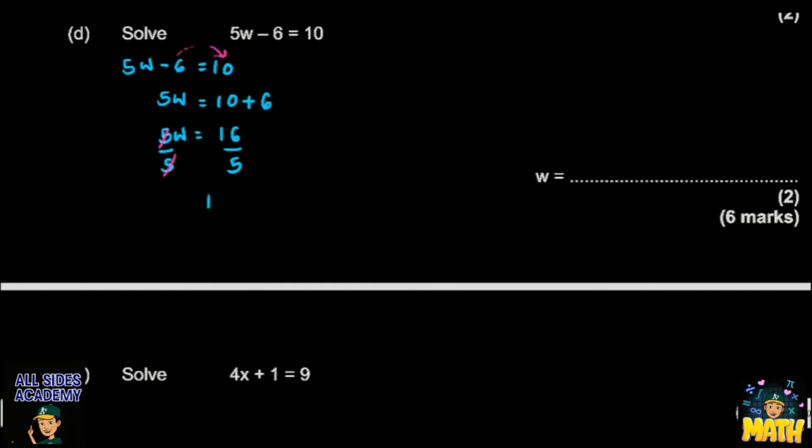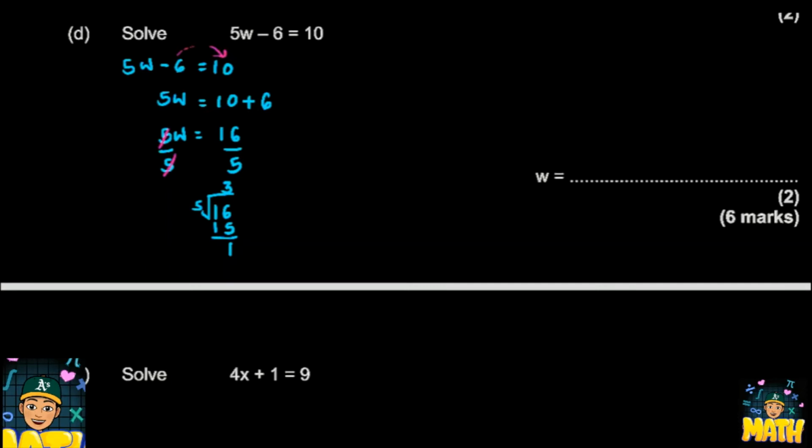And then when I divide 16 by 5, 5 goes into 16 3 times. So that's 15 and remainder 1. So my value for w is 3 and 1 over 5.